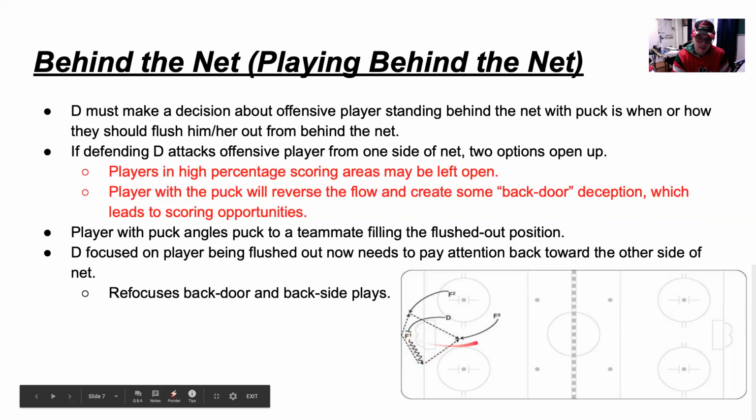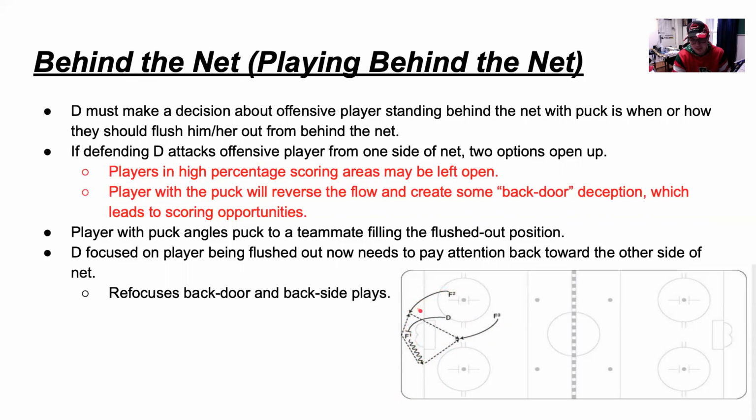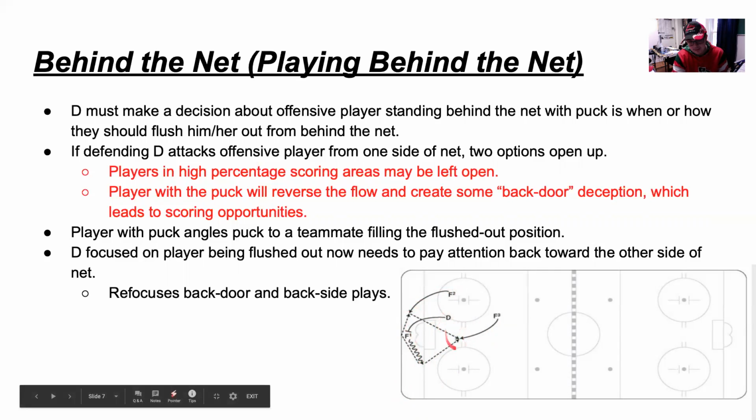Or if F1 doesn't have enough room, someone's standing behind the net and that other D's pressuring F1, F1 can bump out the boards to F2, and F2 can open up that space here, because this D will have to come down, okay, and pay attention to F2. F2 can make that quick pass to F3, and F3 is wide open. We can get a great scoring opportunity from that.